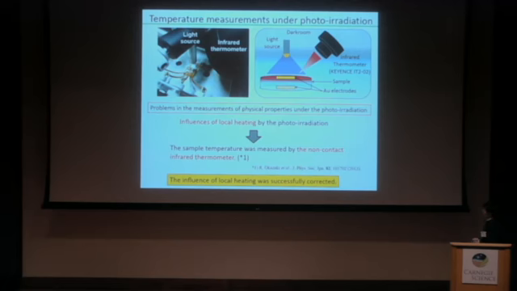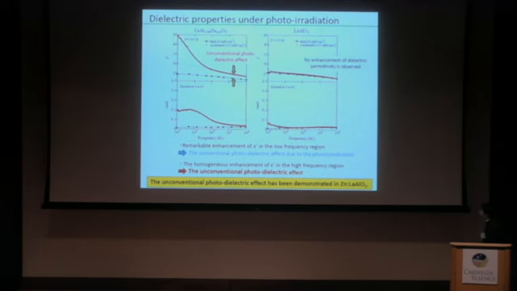In this slide, I will briefly introduce some problems in the measurement of physical properties under the photoirradiation. They are influences of local heating by the photoirradiation. In this work, we employ the non-contact infrared thermometer. This picture shows a homemade photodielectric measurement system using the infrared thermometer. With this system, the influence of local heating was successfully corrected in the present study. I will move on to the experimental results now.